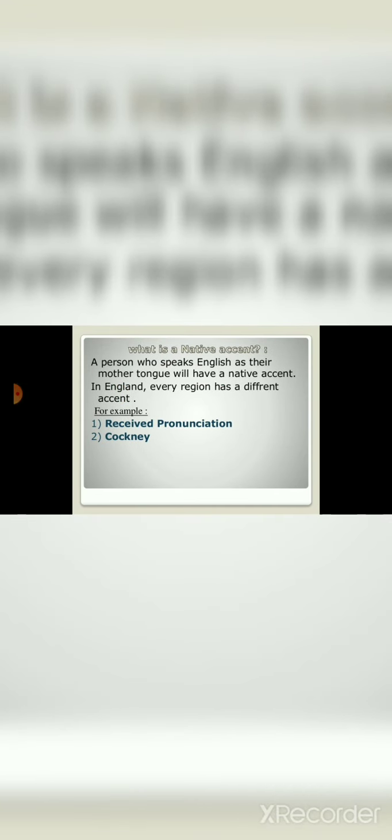These are normally split into 2 categories. One is very important, that is native accent, British accent, and the other is non-native accent. What is a native accent? A person who speaks English as their mother tongue will have a native accent. In England, every region has a different accent. So received pronunciation, Cockney.